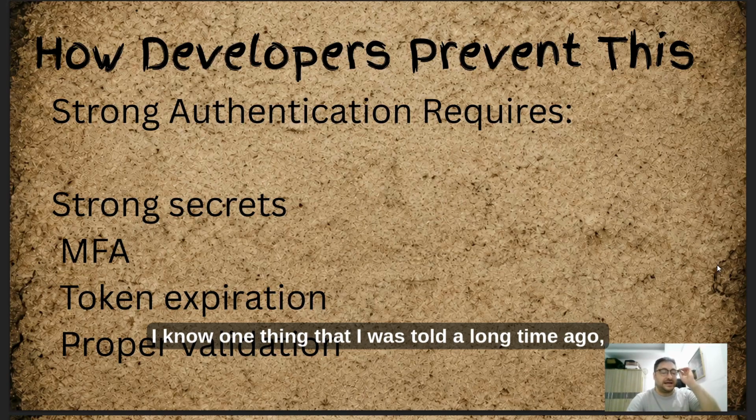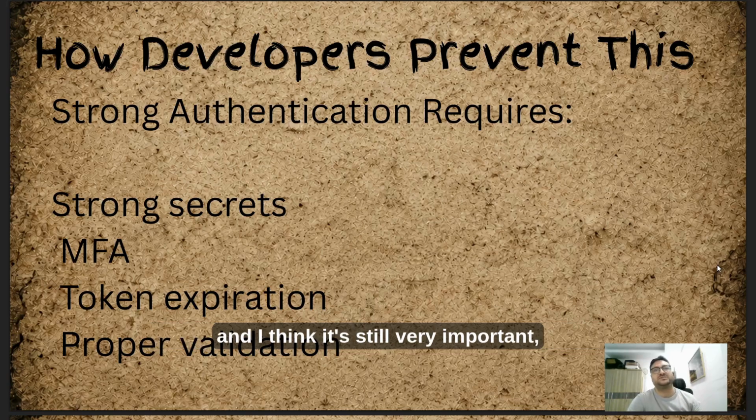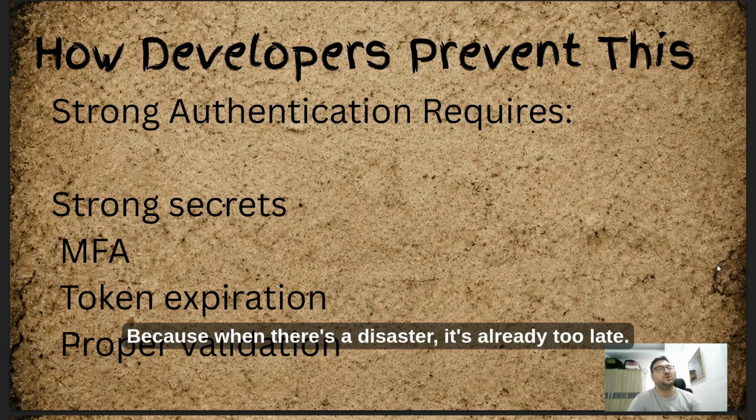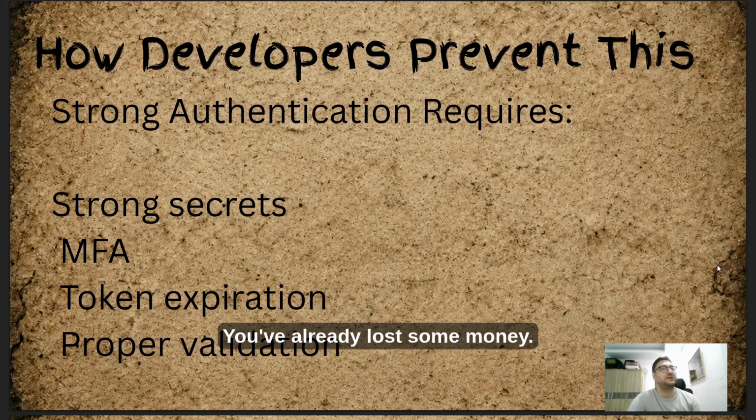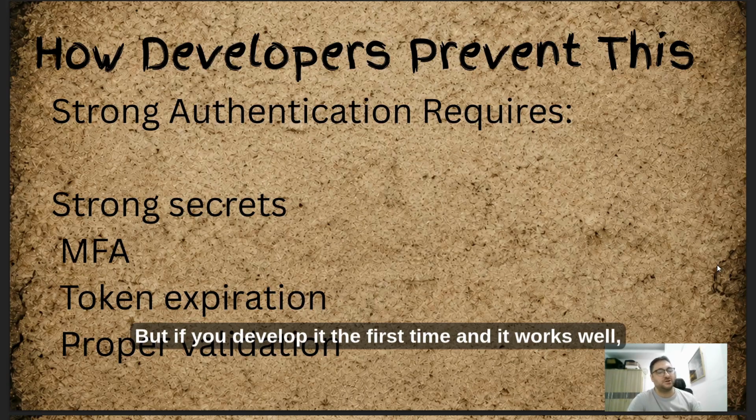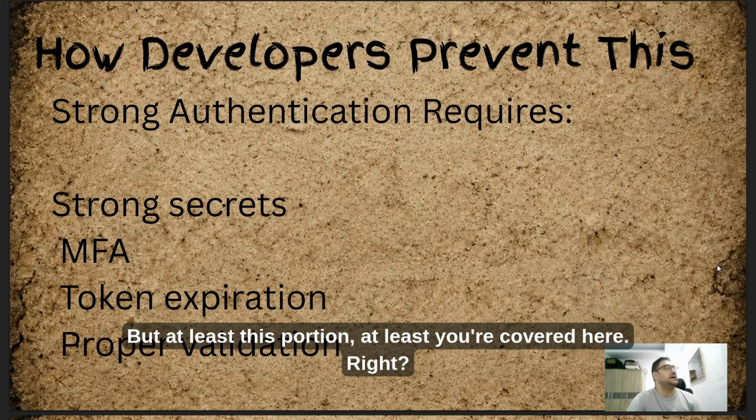I know one thing that I was told a long time ago, and I think it's still very important, is you should really develop everything correctly the first time rather than develop it when there's a disaster. Because when there's a disaster, it's already too late, you've already lost the money. But if you develop it the first time and it works well, then there's a new threat you have to deal with. But at least this portion, at least you're covered here, right?